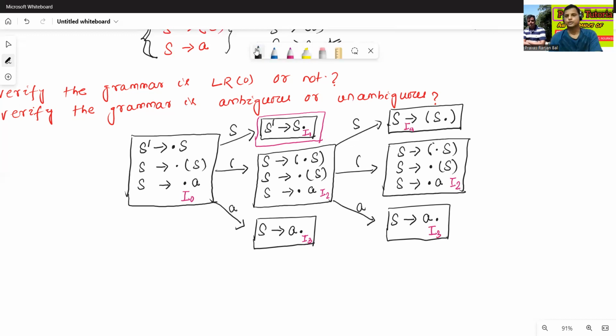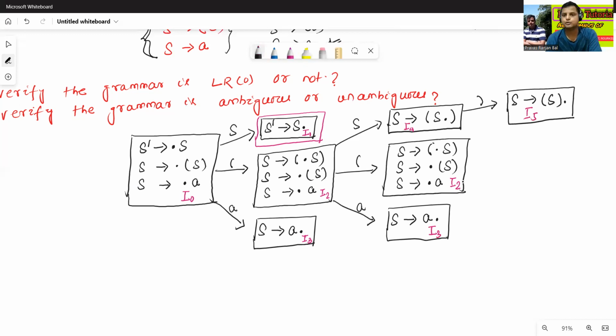Okay. So now we'll scan close bracket. So S to open bracket S close bracket, with the dot at the rightmost end. So this state is a new state. This is one new state. So the name here is the I5 state.